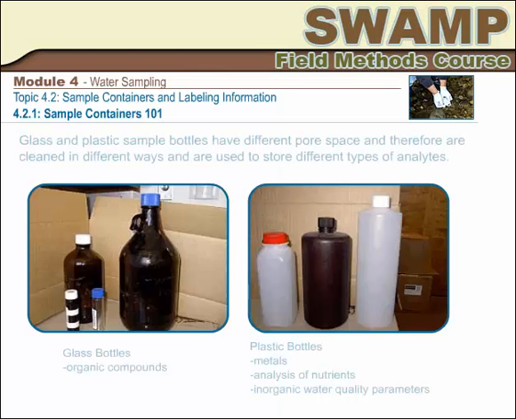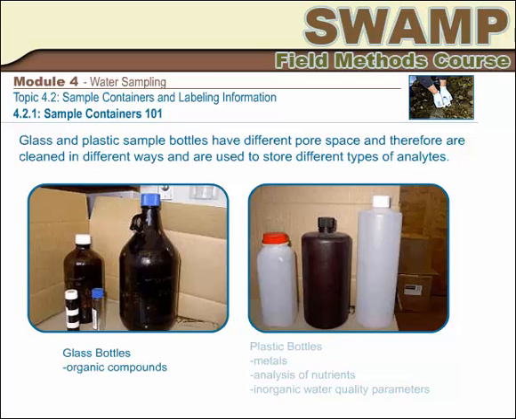Sample container properties such as material, light absorption, and opening size are very relevant to the process of sample collection and to the properties of the substances to be analyzed. Glass and plastic sample bottles have different pore space and therefore are cleaned and store samples in different ways. Glass is often specified for organic compounds, while plastic is considered good for metals. Samples for analysis of nutrients and other inorganic water quality parameters such as alkalinity or hardness are also collected in plastic containers. Each type of container needs to be cleaned in such a way that it will be appropriate for the analyte and detection sensitivity of the analysis.